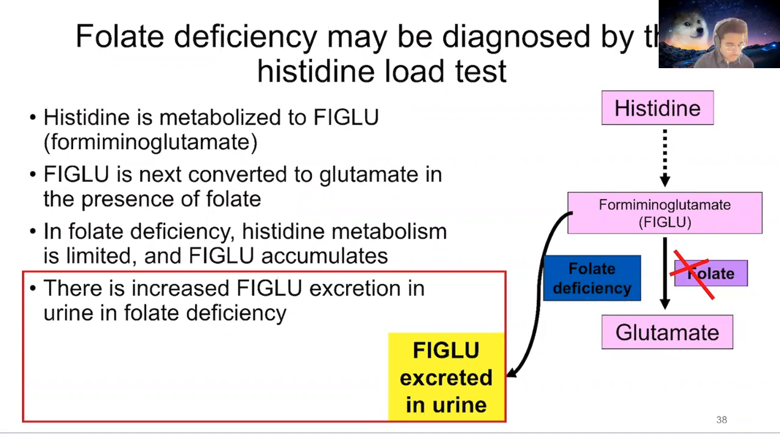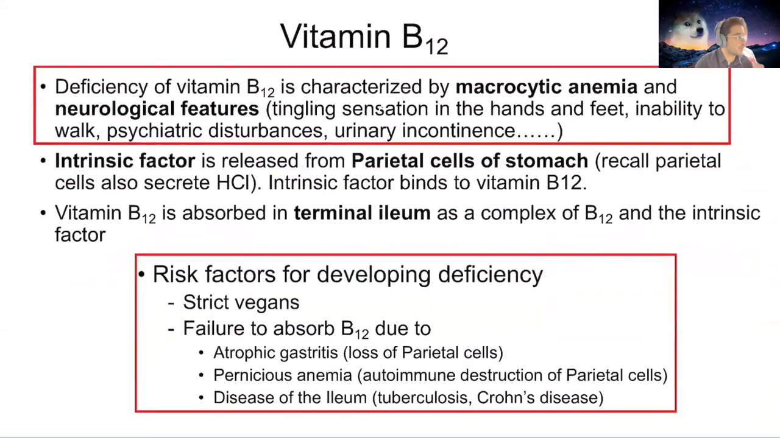But what you have is a deficiency of folate, so you can't take this formiminoglutamate and convert it into glutamate. So if there's a folate deficiency, it's going to present with increased levels of FIGLU excreted in the urine, and you should be solid if you know that fact.